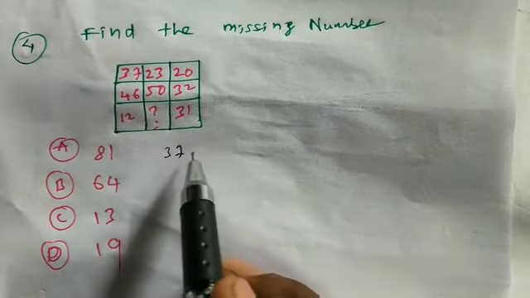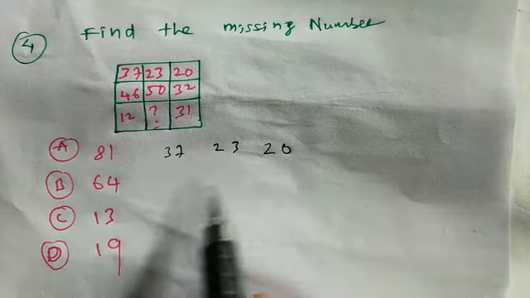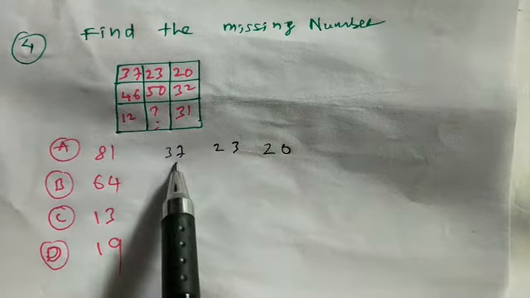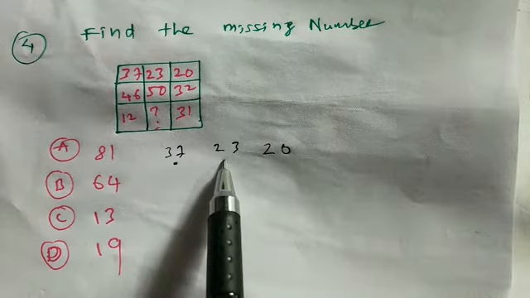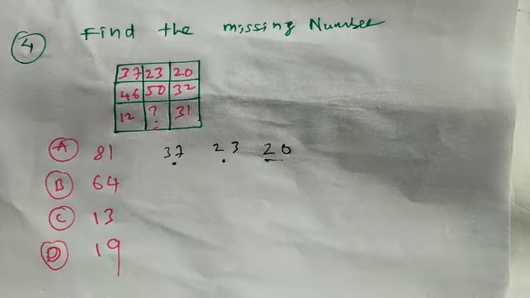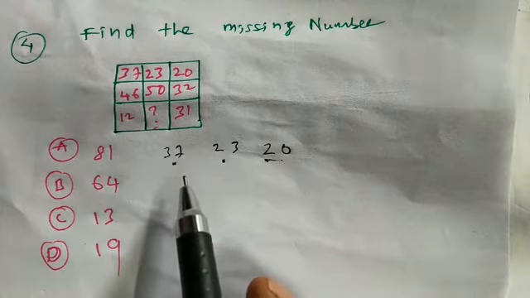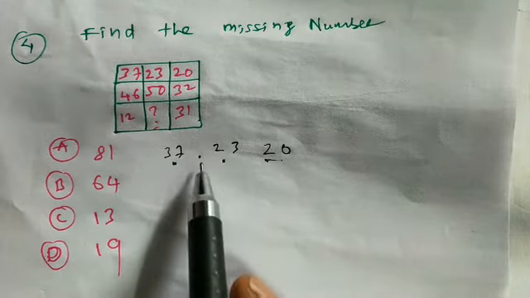Students, we take the first row and check: 37, 23 and 20. Is it or not? First we will see here. If we do 37 minus 23, how much will we get? We get 14, but we have to get 20. It's not correct. In the same way, we will check if we add now.